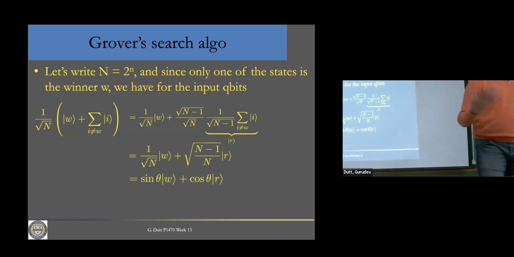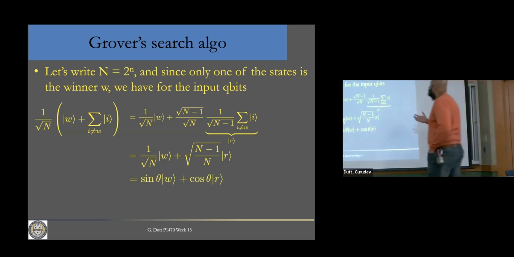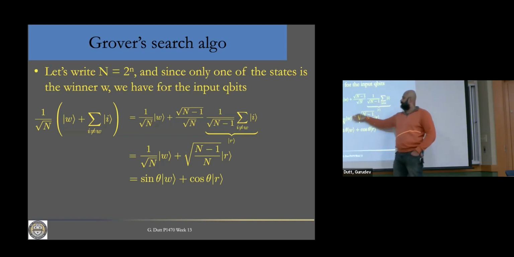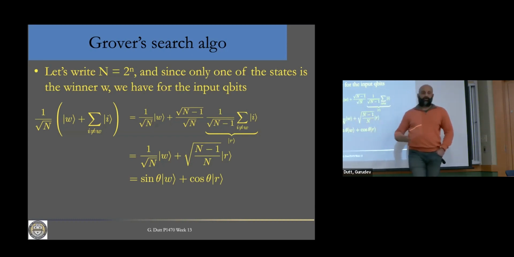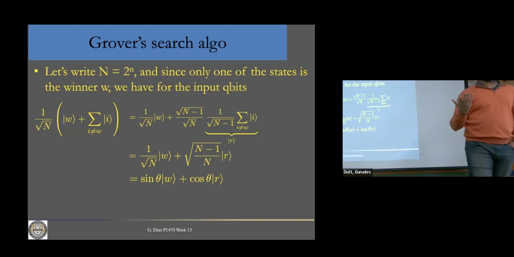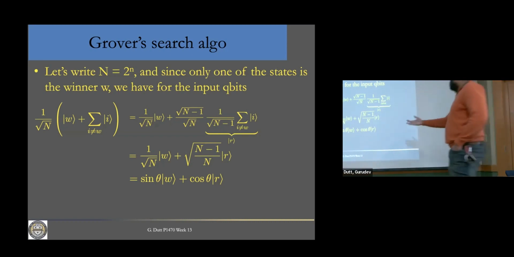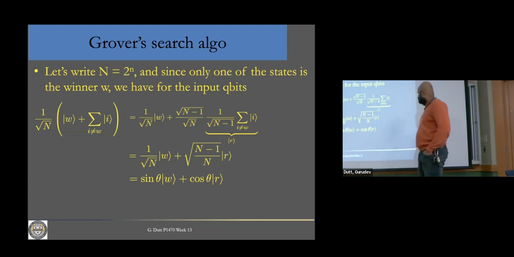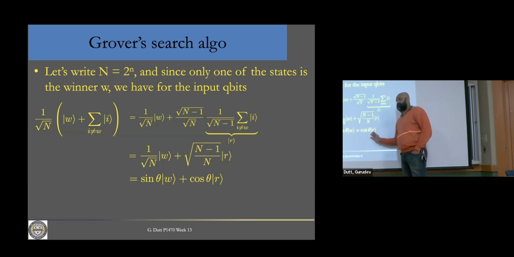Remember, n is very large, right? So in this uniform superposition, the probability of being in the winner state is very small. The amplitude is 1 over square root of n, so the probability is 1 over n, which is very small. And the probability of not being in the winner state is very large, right? So that's sine theta W plus cos theta R.